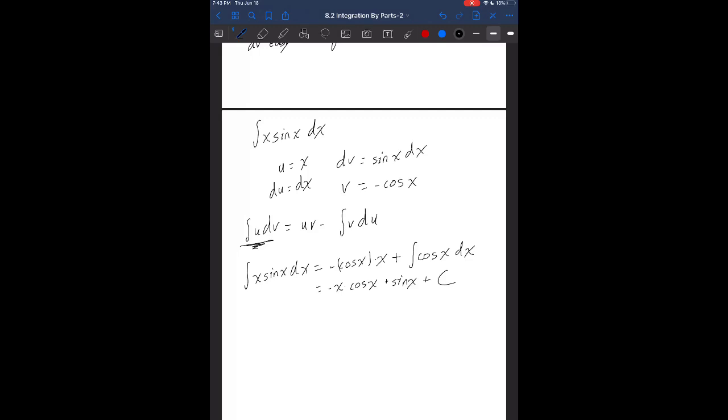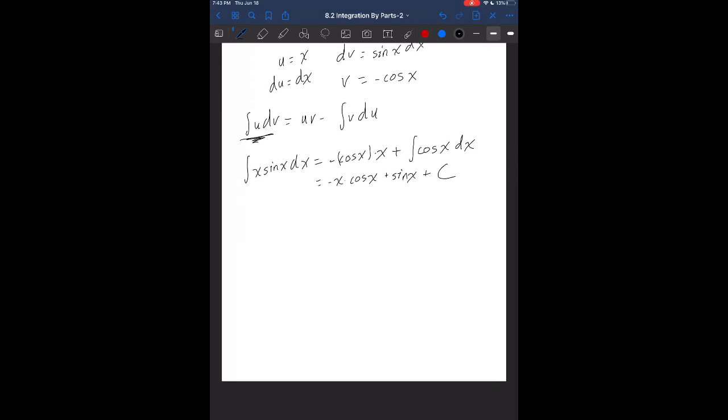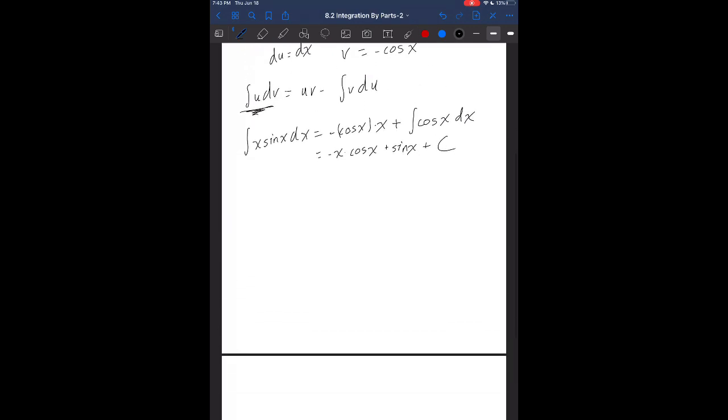So the third example that we will be going through for this problem is a repeated use of the integration by parts technique. Example 3, repeated use. And I kind of alluded to this earlier when I was talking about picking u as a polynomial. So the problem we are going to be dealing with right here is the integral of x squared e to the x dx.